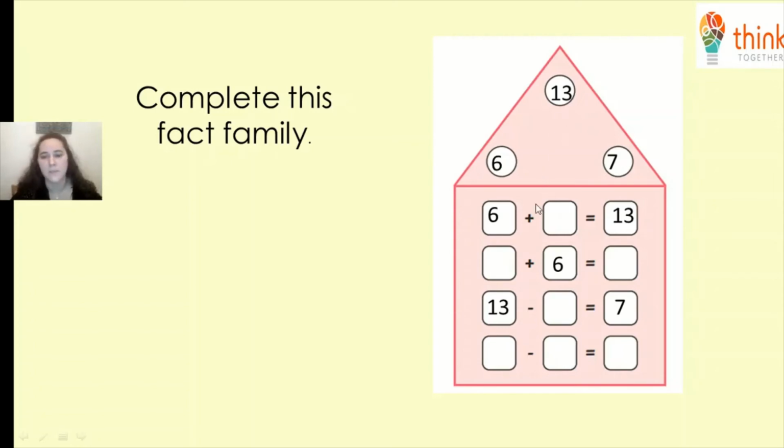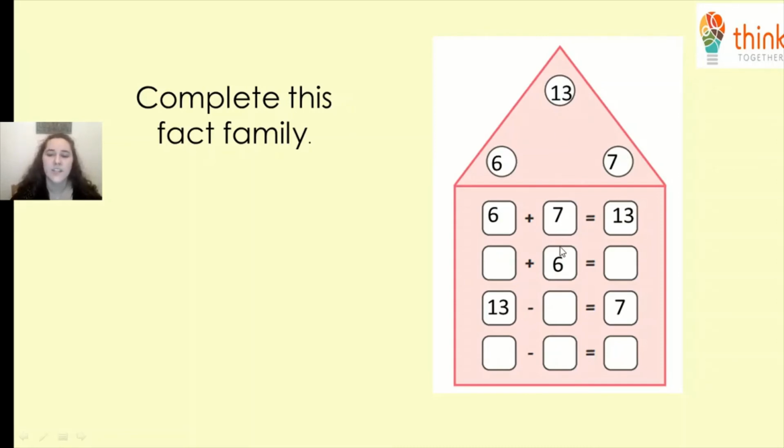Let's look at these missing numbers. So in our first number sentence it says 6 plus something equals 13. So I know that to make an addition number sentence I need to add the part and the part to make the whole. If we're already using 6, can you use the information in our roof here to tell me what my missing part is going to be? That's right, it's 7. So we've got 6 plus 7 equals 13.